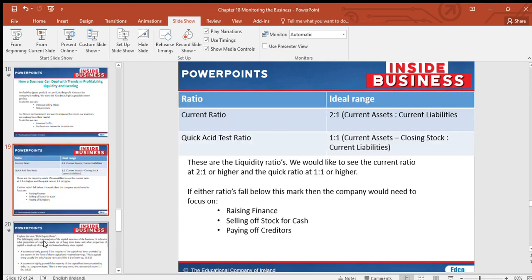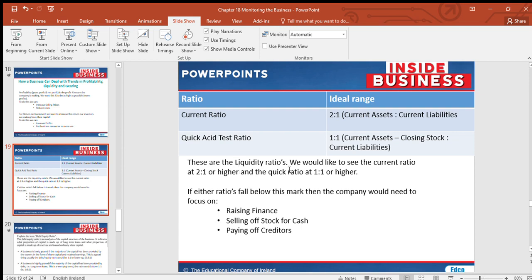Okay, slide 2. Our current ratio and our quick acid test ratio. There's an ideal range here. Our ideal range for our current ratio is 2:1, and our quick acid test ratio is 1:1. Now, it is favorable for those to be higher, but sometimes not extremely high either. So we generally call this the ideal range, but it's also favorable if they're a little higher as well. I'll show you that in a second.